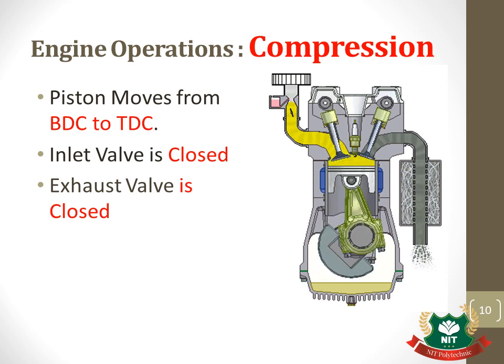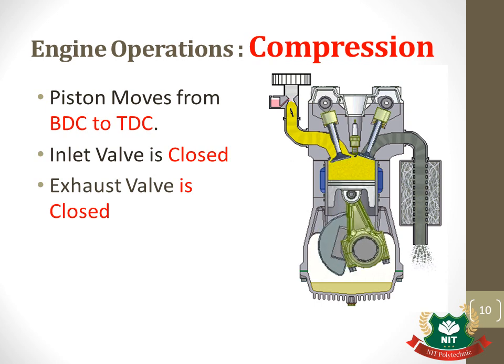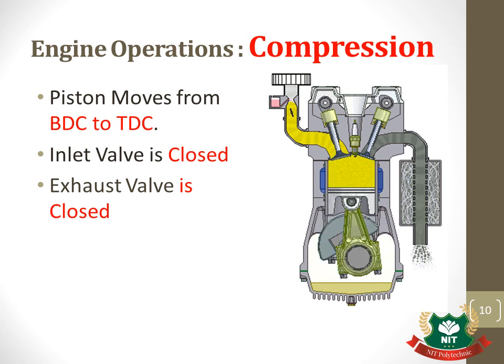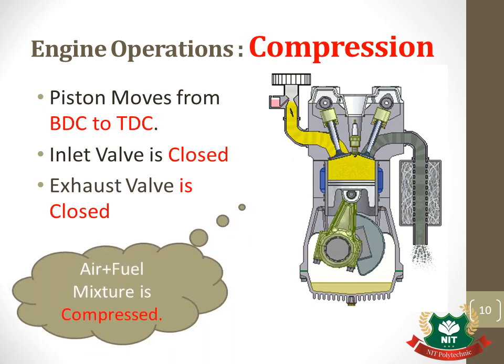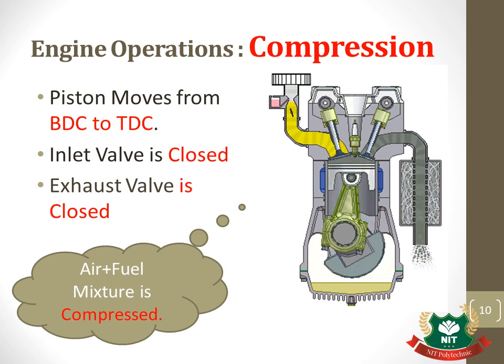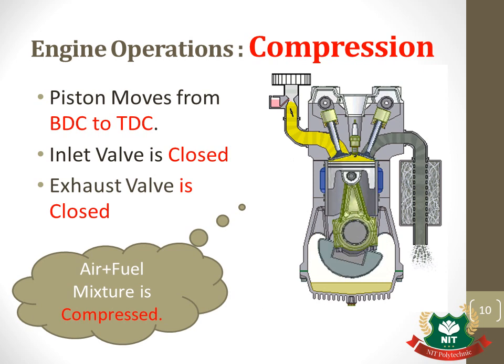So because both the valves are closed, this is a closed chamber. When piston moves from BDC to TDC, the air fuel mixture which is present here in the cylinder gets compressed. Due to the compression, its pressure and temperature goes on increasing. So as the temperature and pressure of the air fuel mixture goes on increasing, it helps to create power from this.